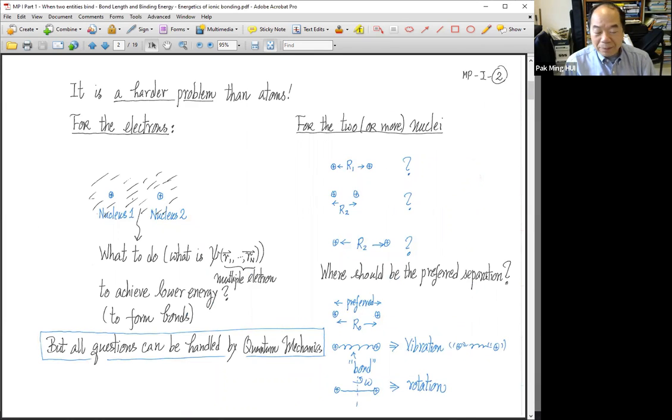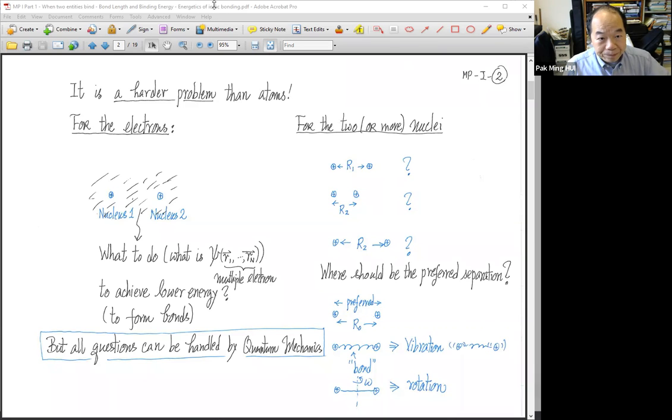So at the outset, you immediately see that it is a harder problem than atoms, for the reason that we have 2 nuclei at least. By 2 nuclei, I mean we are thinking about something called diatomic molecules. Usually, say water is a triatomic molecule. We have H2O, so we have 3 things. CO2, so we have 3 atoms, and those problems are even harder. But if you understand diatomic molecules, you are in good shape to understand the other more complicated ones.